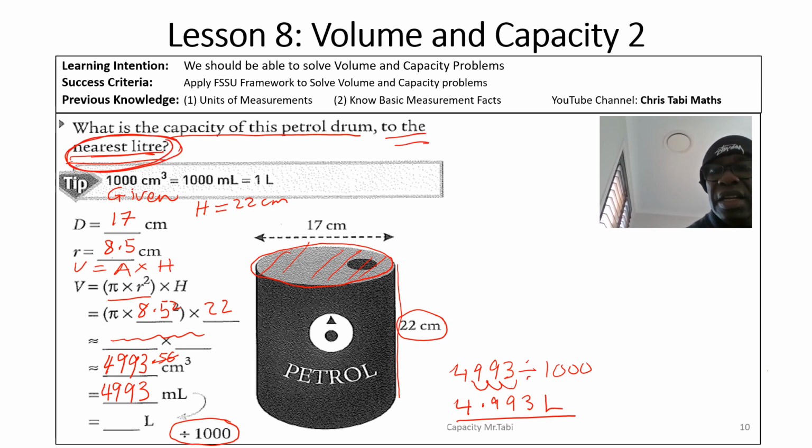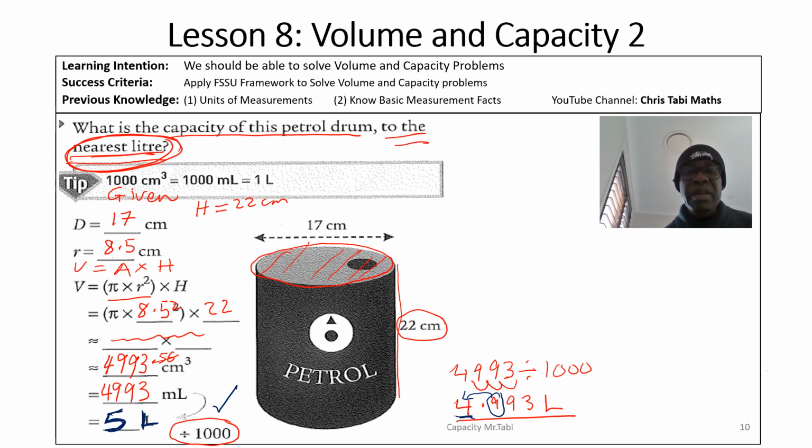So to the nearest liter, we have to round. That's a 4. That's a 9. So I have to add 1 to the 4. So to the nearest liter, that will be 5 liters. So our final answer is 5 liters.